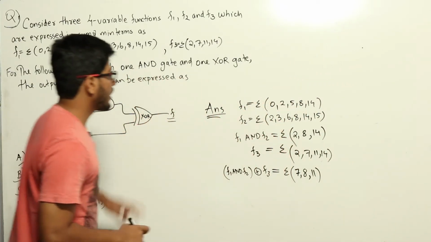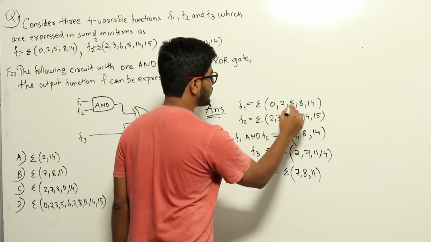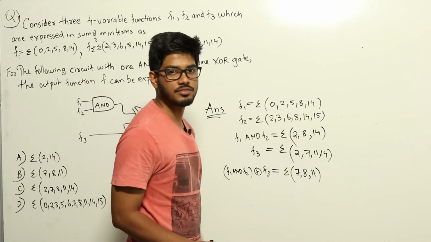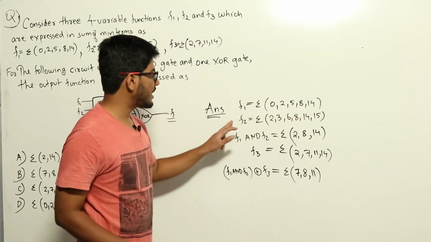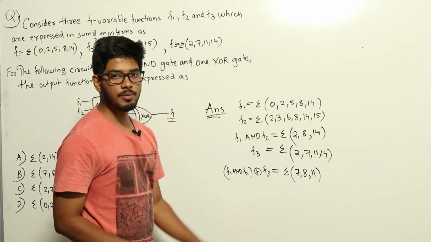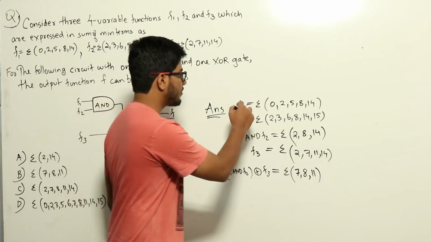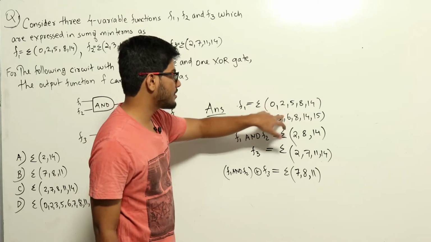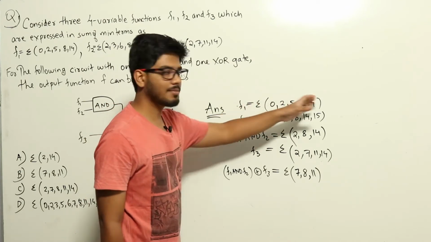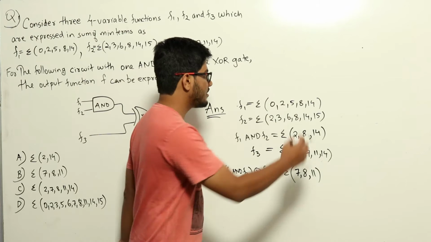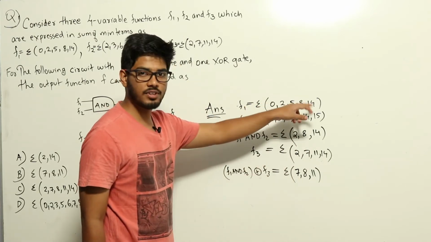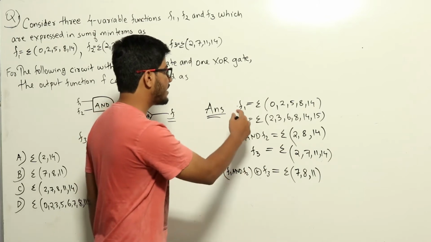f2, okay, and f1 is given as sigma of 0 2 5 8 14, f2 is given as sigma of 2 3 6 8 14 and 15. So when we are doing f1 and f2, the output will be 1 only if it is 1 in f1 as well as 1 in f2. So we just need to find out the numbers which are common in f1's sigma function and f2's sigma function. Just take the numbers which are common in both of those.